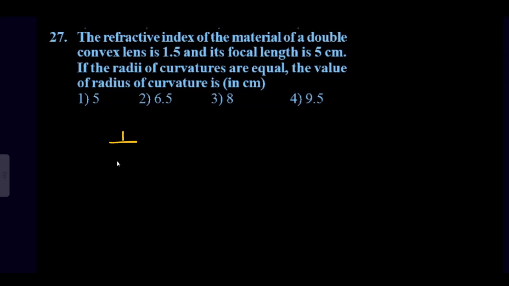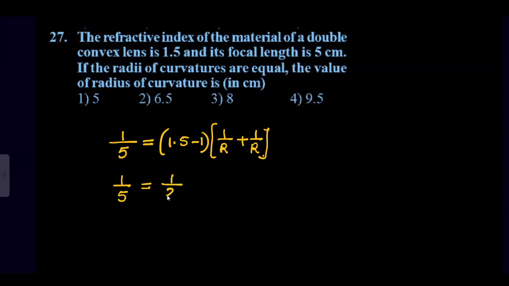The focal length, which is equal to 5, that is 1 by 5 equal to 1.5 minus 1 into, we can say the radii are equal, 1 by R1 minus, or plus, 1 by R2. So that is 1 by 5 equal to 1 by 2 into 2 by R. So that is R is equal to how much now? 5 centimeter.